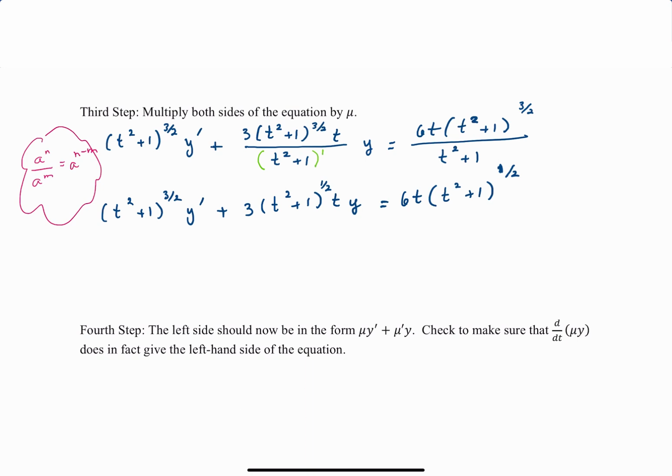The whole point of multiplying by the integrating factor is that the left-hand side of our equation should now be in the form mu y prime plus mu prime y. This would mean that the left-hand side is the same thing as d dt of mu y. But things get pretty complicated when you're multiplying by an integrating factor, and I personally always check to make sure that my left-hand side is in fact equal to the derivative of mu times y. So let's do that now.